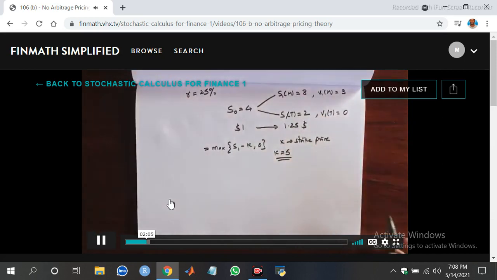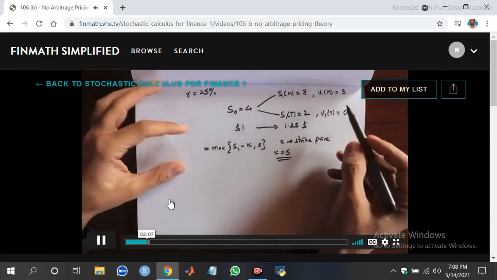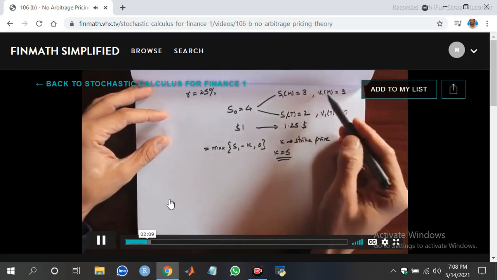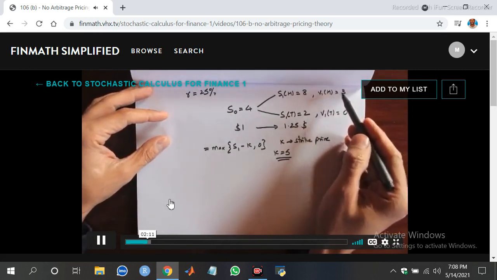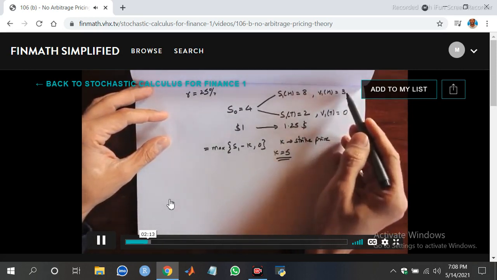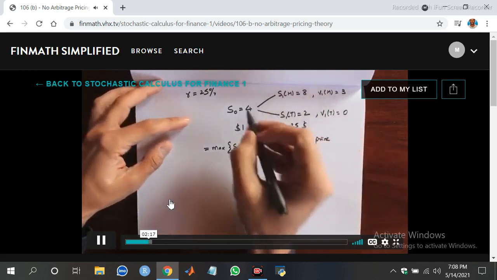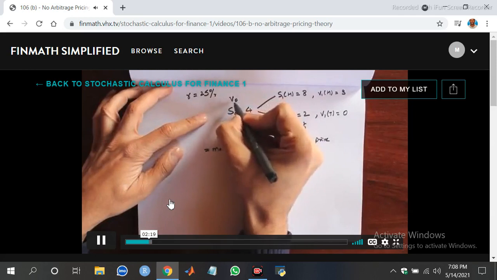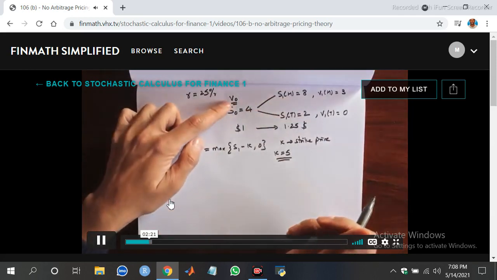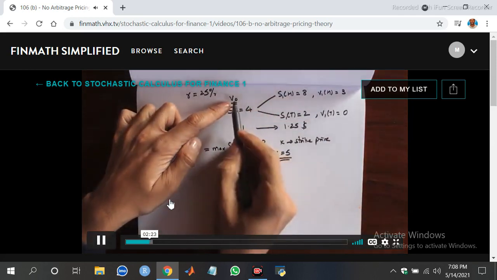Okay, so quite simple. And what we want to do now is, we know the value of the European call option at time 1. It would be either 3 or 0. We want to calculate what the value of this European call option at time 0 would be. Okay, so that basically is our goal, to calculate the value of this call option.